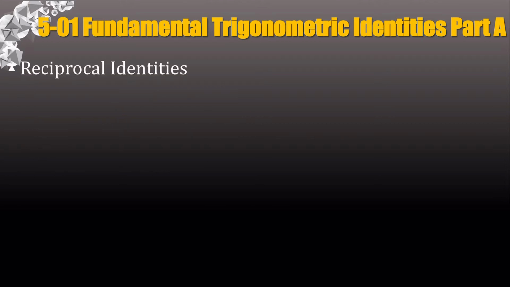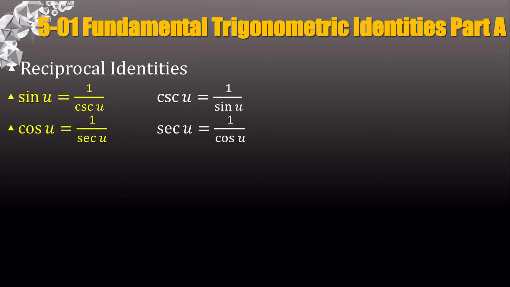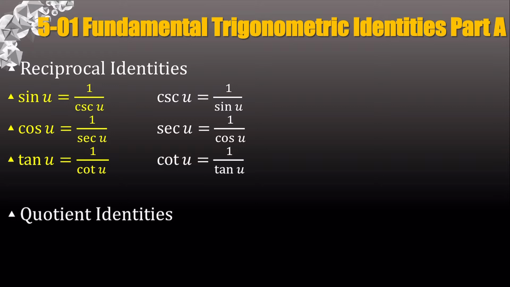There are several fundamental identities, many of which we've seen before. Sine of u equals 1 over cosecant of u, and cosecant of u is 1 over sine of u. Cosine of u is 1 over secant. Secant is 1 over cosine. Tangent is 1 over cotangent, and cotangent is 1 over tangent. The ones that I've colored yellow, I think you should memorize.